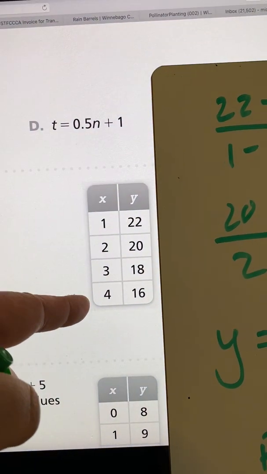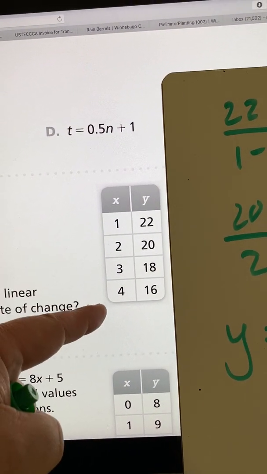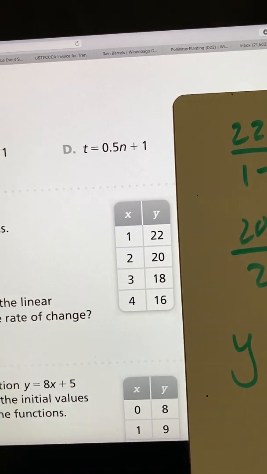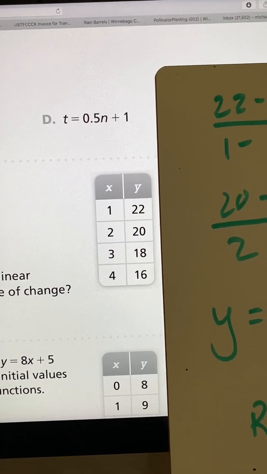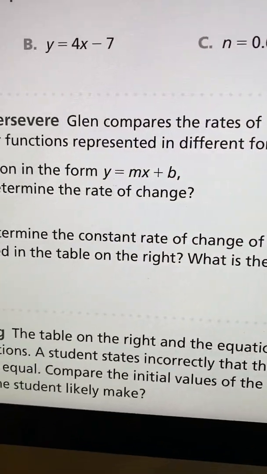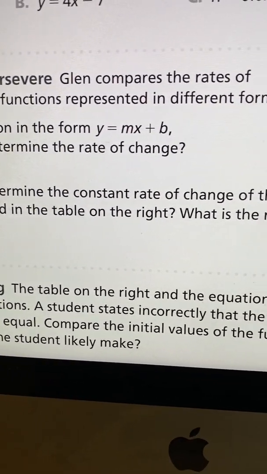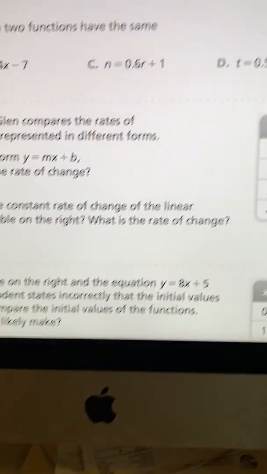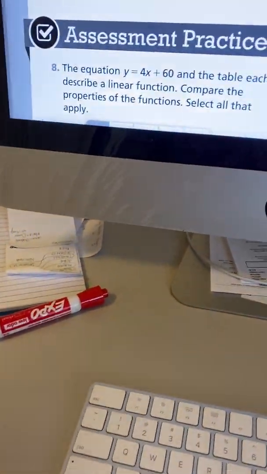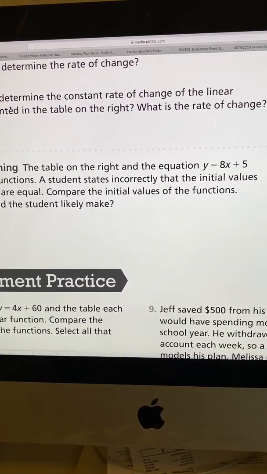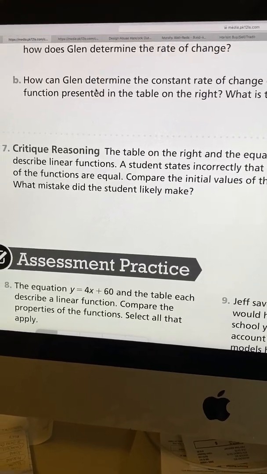So that means even with these numbers, I could take these and these. 16 minus 22 is negative 6. 4 minus 1 is 3. Negative 6 divided by 3, negative 2 again. So I have just shown the constant of proportionality, the constant rate of change. Constant means the same. Rate of change is the slope. So the same slope. They're all the same in that problem. Okay, so that's number 6. Number 7, critical reasoning. The table to the right and the equation y equals 8x plus 5 describe linear functions.